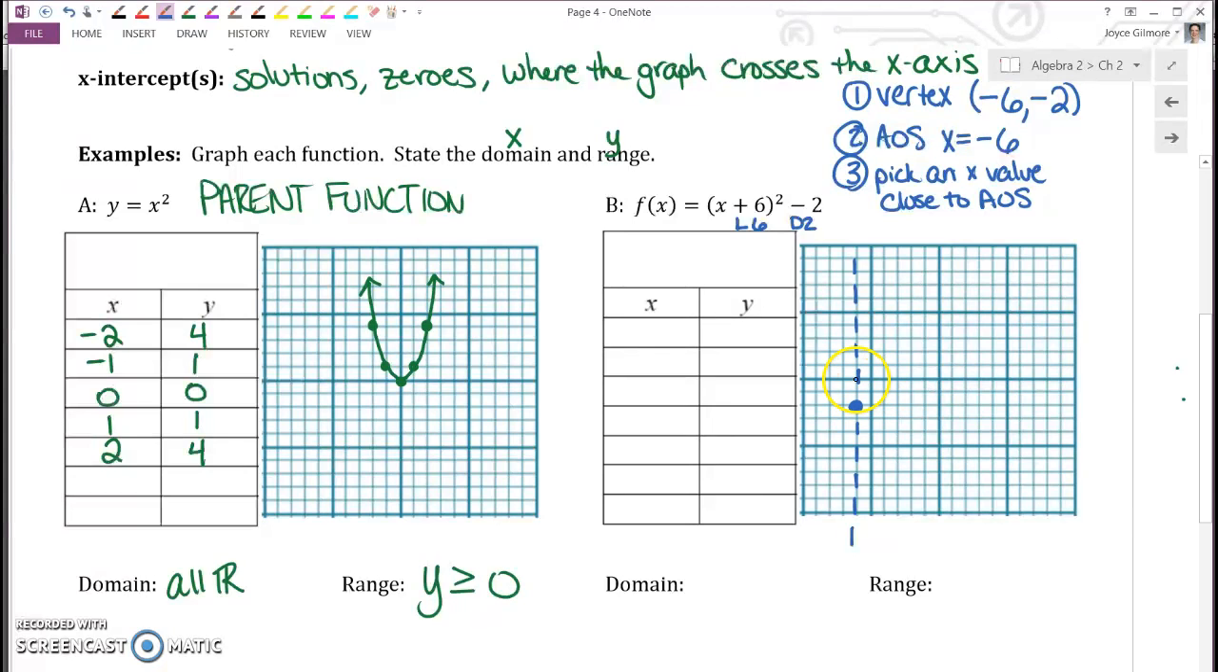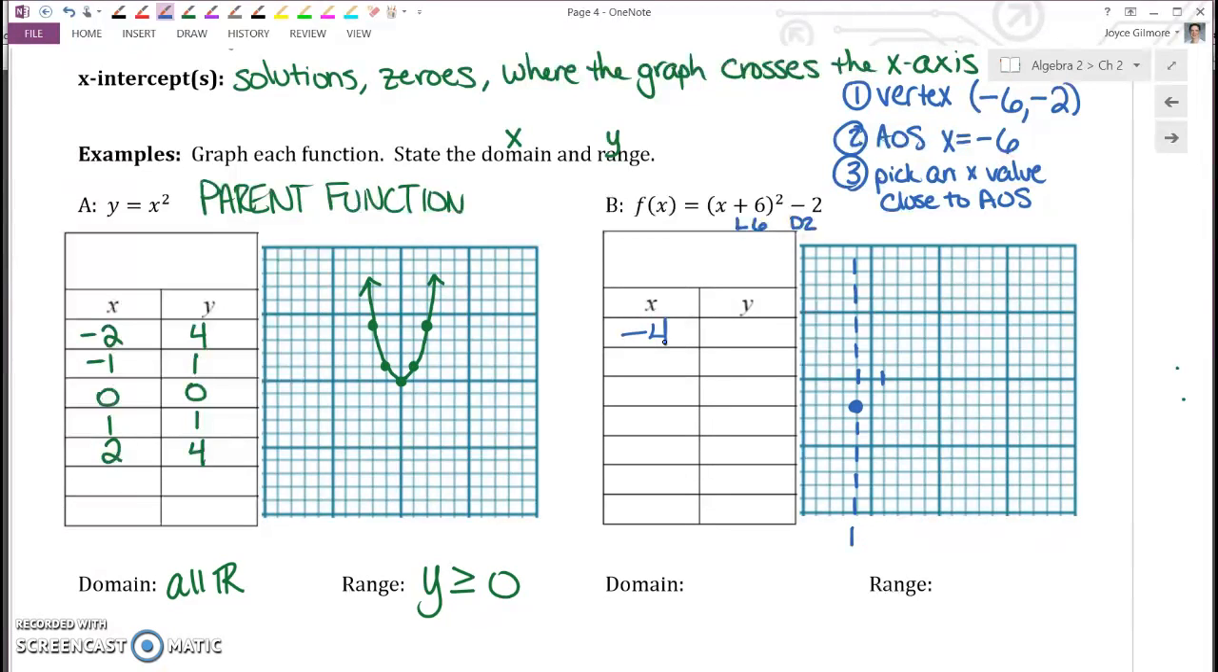So if this axis of symmetry is -6, let's go 2 units back toward the middle. This would be an x value of -4. And we're going to plug that number in and figure out where that point would be on that line. So let's plug in -4.